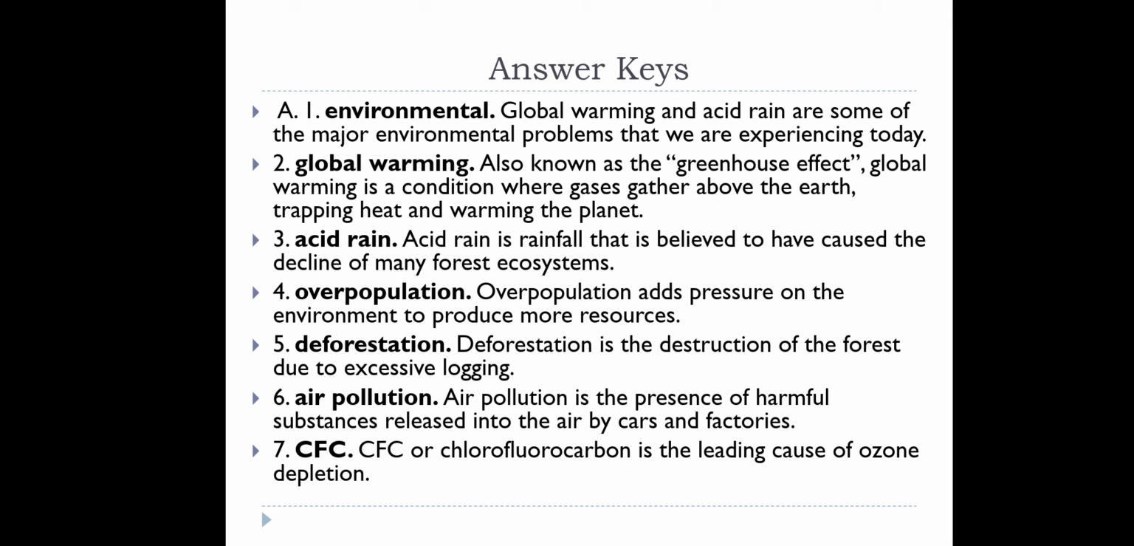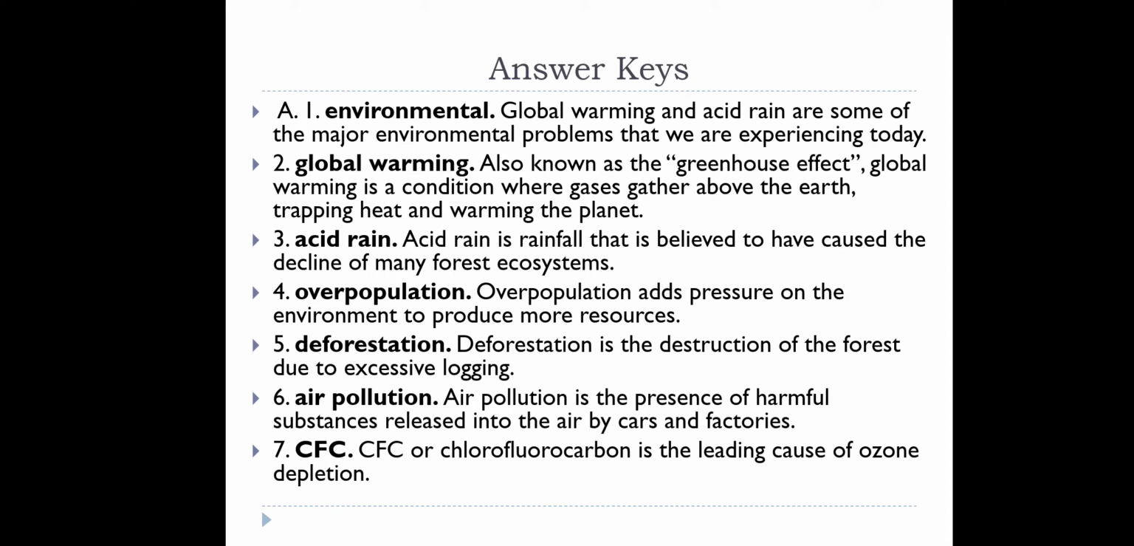Number 1, the answer is environmental. Global warming and acid rain are some of the major environmental problems that we are experiencing today. The answer in number 2 is global warming, also known as the greenhouse effect. Global warming is a condition where gases gather above the Earth, trapping heat and warming the planet. The answer for question number 3 is acid rain. Acid rain is rainfall that is believed to have caused the decline of many forest ecosystems.